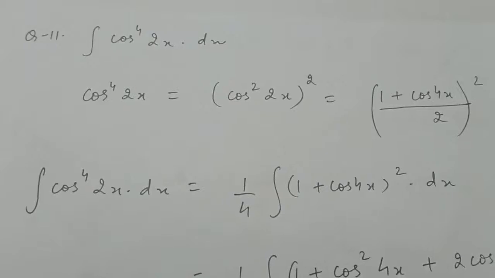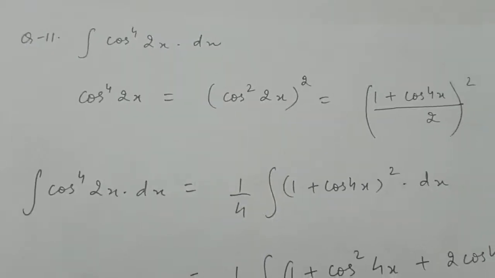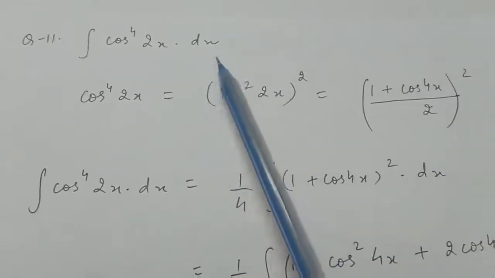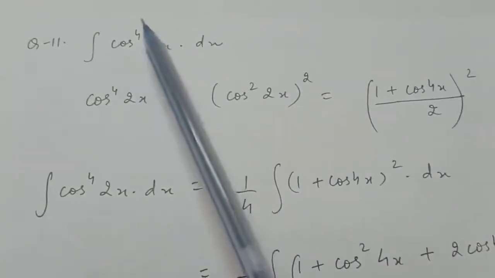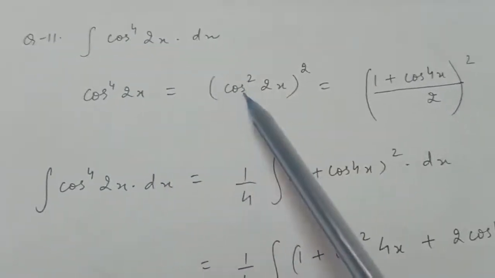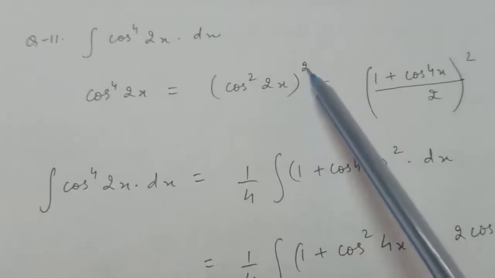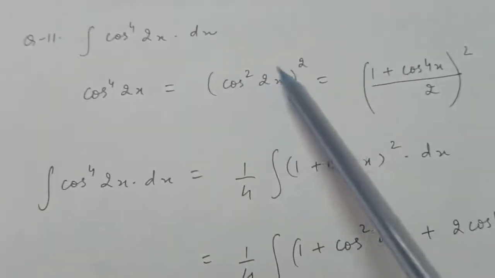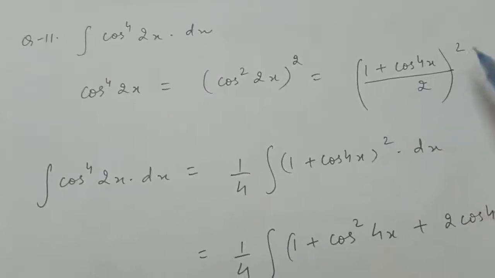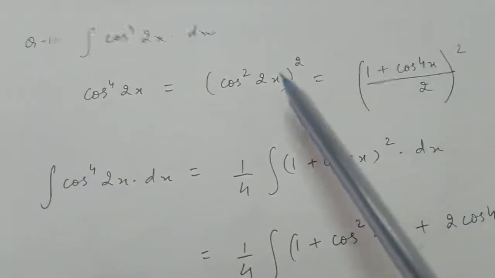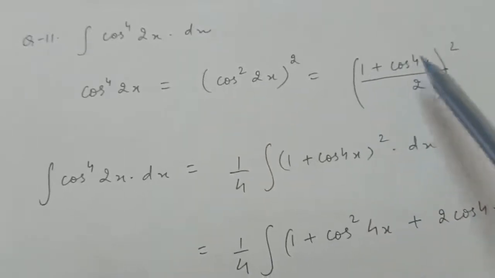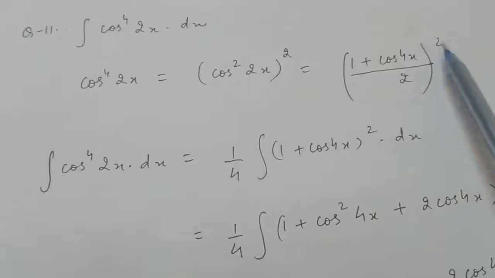Now in question number 11 you have to find the integral of cos 2x raised to the power 4 into dx. Now see, cos 2x has power 4. We can write this as cos square 2x whole square. Now you know cos square 2x is equal to 1 plus cos 4x upon 2, whole square, right? Why are we writing this as this? Because we know the integral of 1 and of cos 4x, but here it is the square of this.